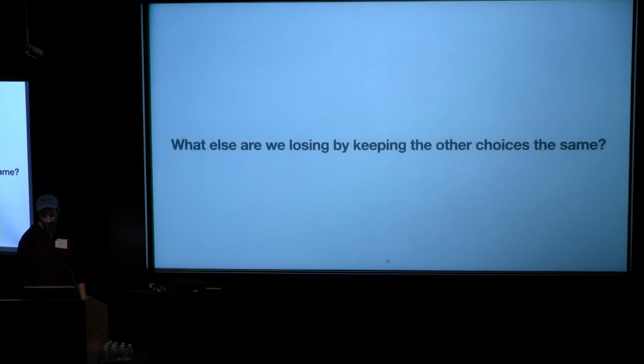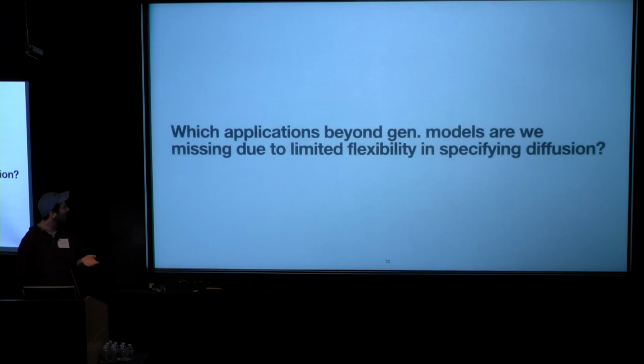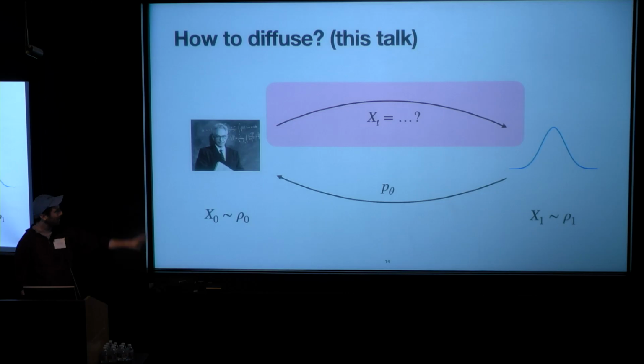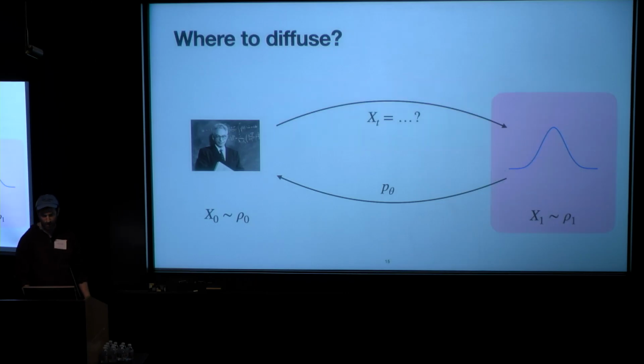So one question is, what else are we losing by keeping these choices fixed to one kind when we see that several different choices affect results? And the other part of what we'll talk about in a moment is also which applications beyond just sampling or generative modeling are we missing due to the limited flexibility in specifying noising processes in only one way but not another. So this talk is mostly focused on this part up here. But in general, one could be fascinated to poke at all these different moving pieces.